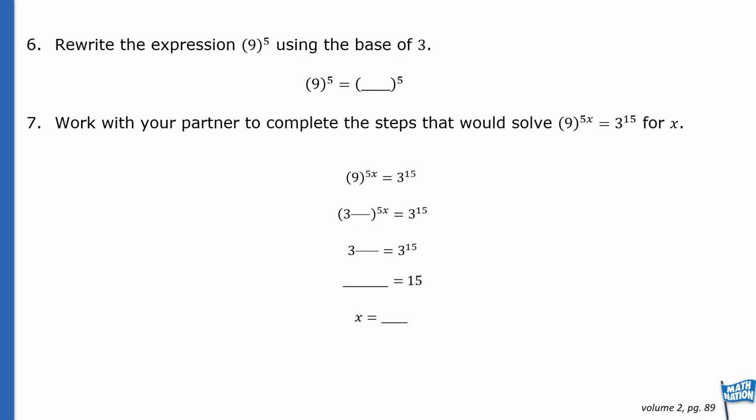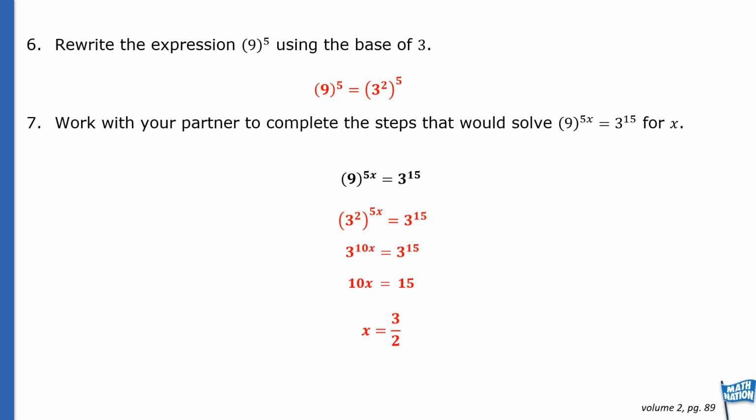So first things first, you need to make sure you have the same base on each side of the equal sign. We have 9 as our base on the left side and 3 as our base on the right side. So we need to make sure that we have the same base, and we're going to use the base 3 on both sides. So we know 9 using the base 3 would be 3 to the 2nd power. So here we go. 3 to the second will be raised to the 5x power equals 3 to the 15th power.